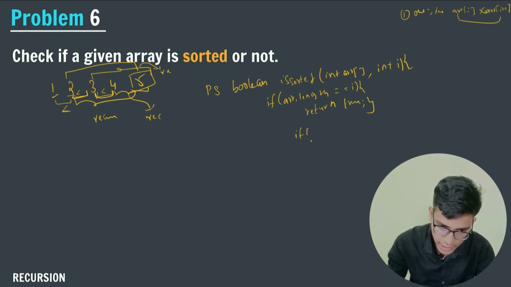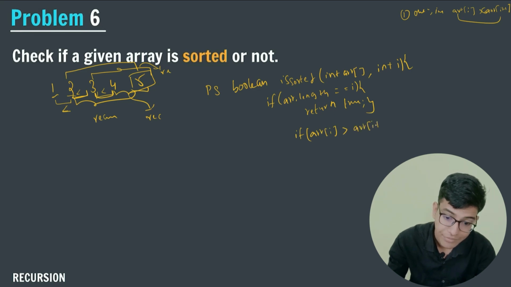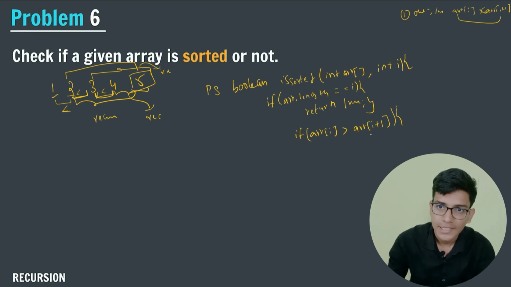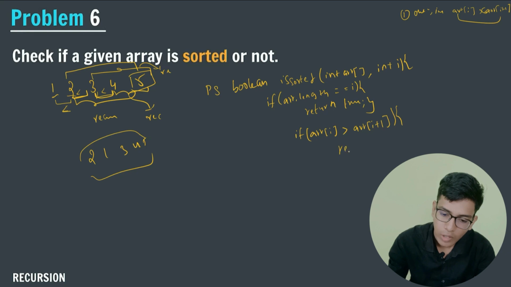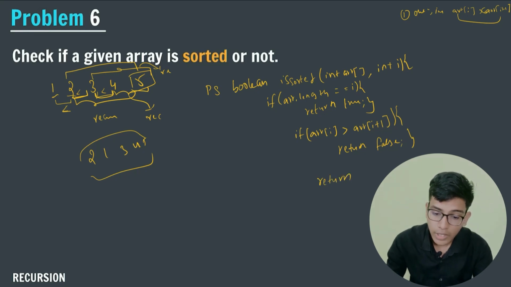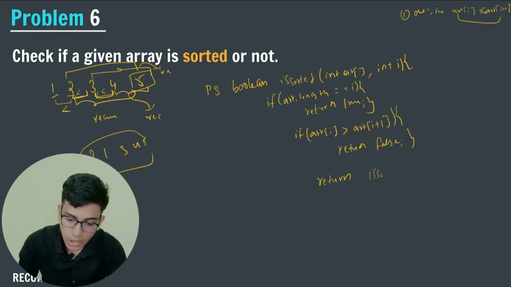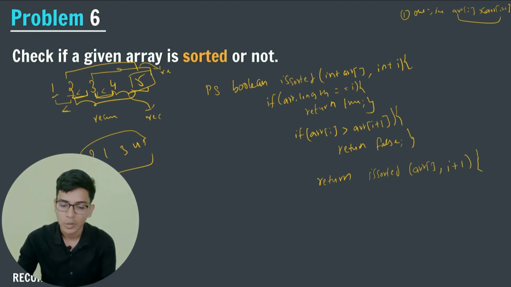After that I'm checking if arr of I is greater than arr of I plus 1. If this condition is true, then it means that the given array is not sorted. That means our array looks like this. If we get a condition like this, then we will return false. After that, finally we will call the function isSorted for the rest of my array, by increasing the I value, that's all. This is the pseudocode.